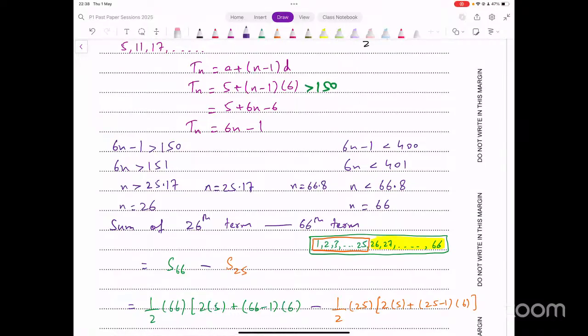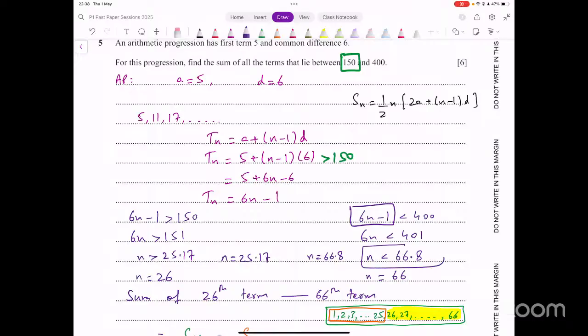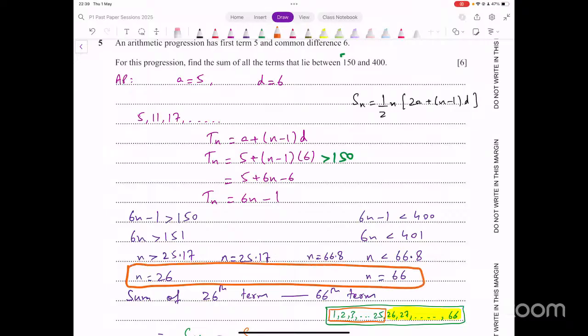Similarly, you find the last term within that interval. How would you do that? You put the nth term that we found less than 400, and that gives us n less than 66.8. Corresponding to 66.8 we get 400, and we want something less than 400, so the value for n is going to be 66. We want to find the sum of all the terms from the 26th term to the 66th term.